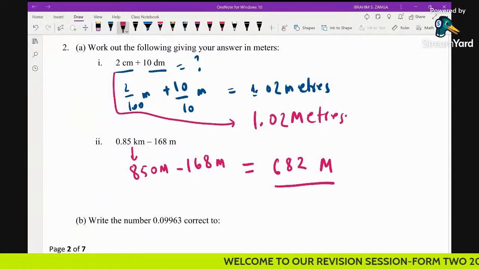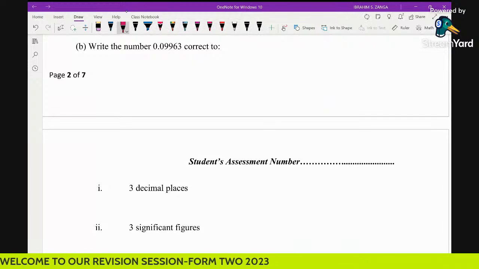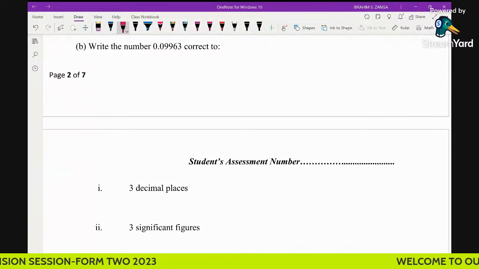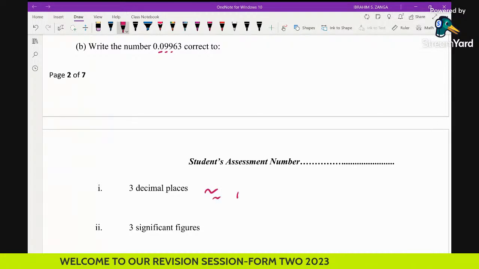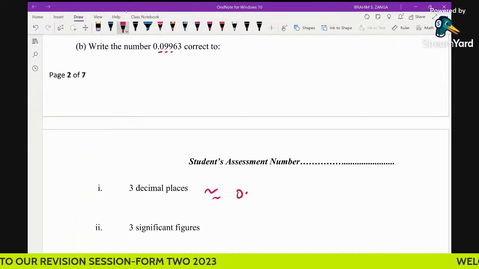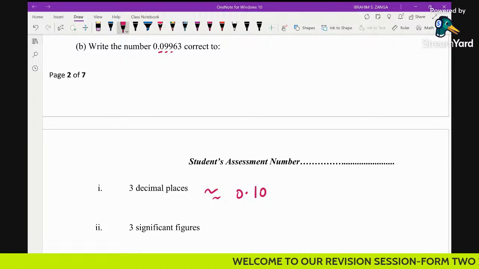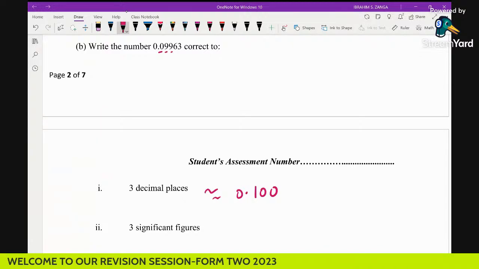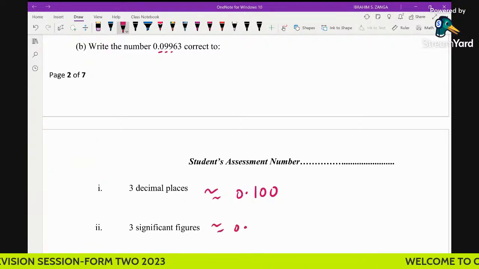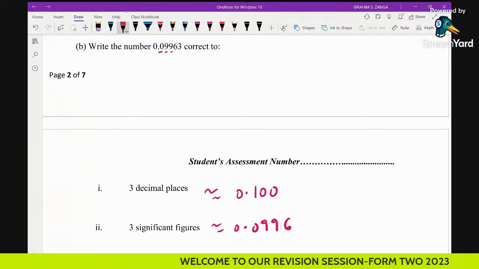Right, we go to 2b. Write the number 0.09963 correct to 3 decimal places. So we'll be counting decimal places, and as you can see, we're going to add 1, so it will be 0.100. For significant figures, it will be 0.0996.